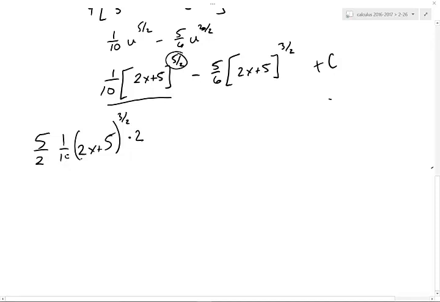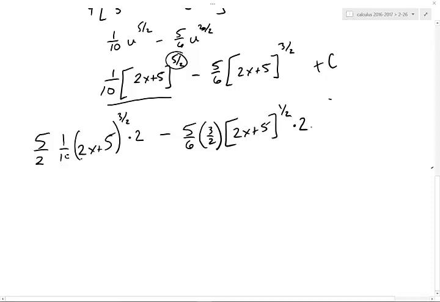I'm taking the derivative to see if I'm correct. Minus, that's going to be 5/6 times 3/2. I'll bring the 3/2 down, yes? That's a different order. Nobody cares. Multiplication is commutative. And let's see what happens, shall we?